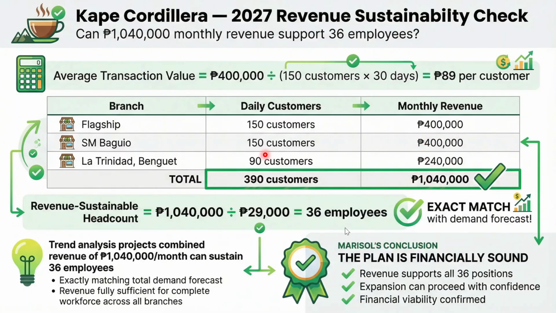Okay, so pag nag-match yung mga yan, when operational requirements and financial sustainability align perfectly, anong mangyayari? Marisol can have a defensible, evidence-based workforce plan ready for execution. Okay? So, that's how we use ratio and trend analysis together.